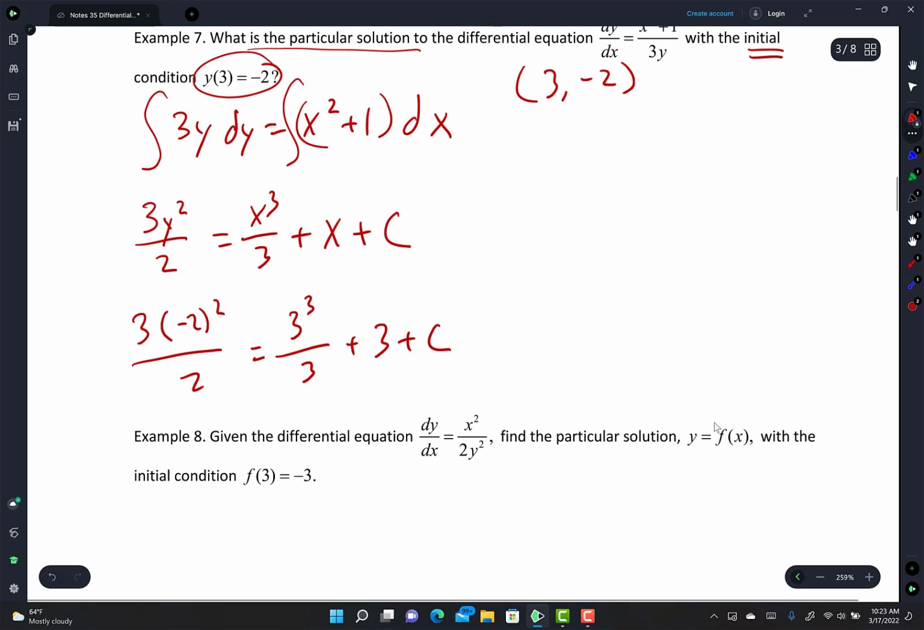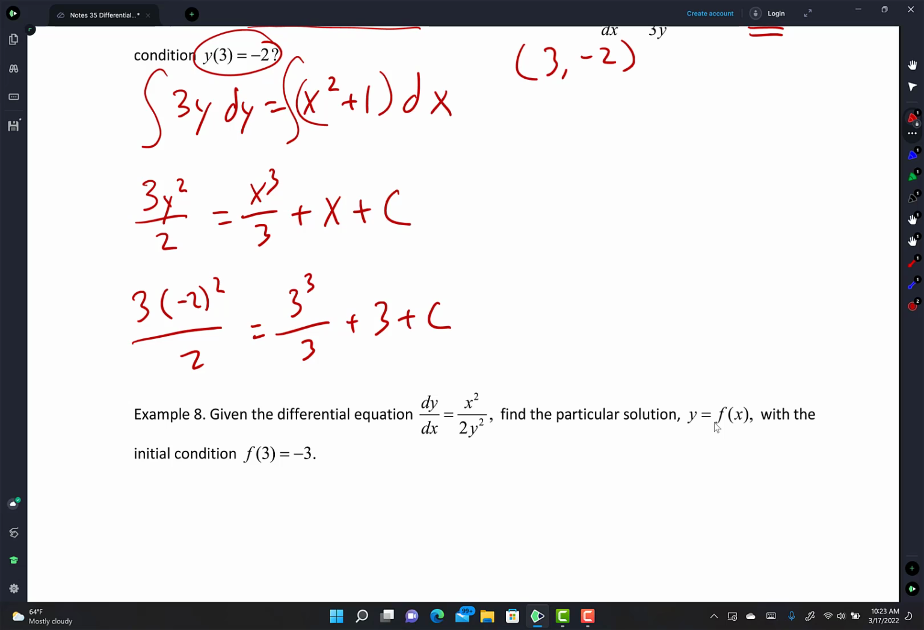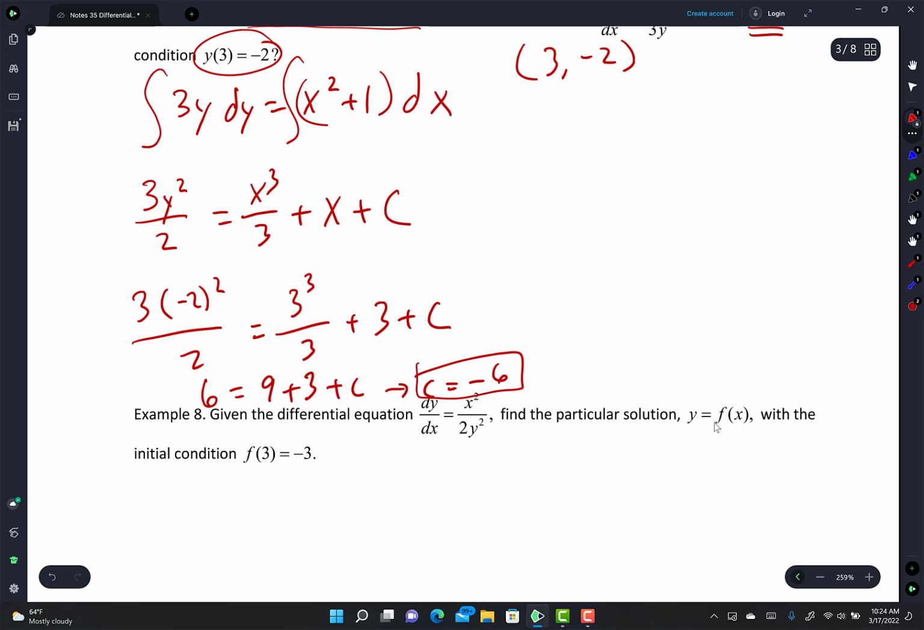I don't think we need a calculator, but let's see. Negative 2 squared is 4. Positive 4. 4 times 3 is 12. 12 divided by 2 is 6, equals 3 cubed over 3, so 3 squared, 9. Right? 3 to the third power is 27 divided by 3, 9. 9 plus 3 plus c. Move the 9 and 3 to the other side, or 9 plus 3 first is 12. 6 minus 12. So c equals positive or negative? Negative, right? So I'm going to come back here and plug it in. So I had 3y squared over 2 equals x cubed over 3 plus x minus 6.